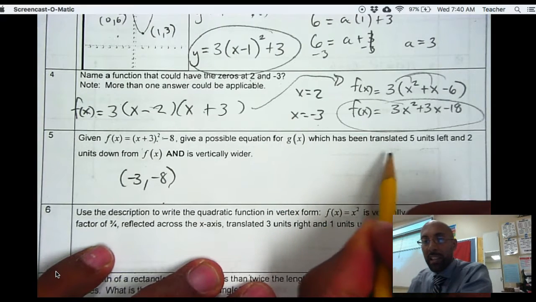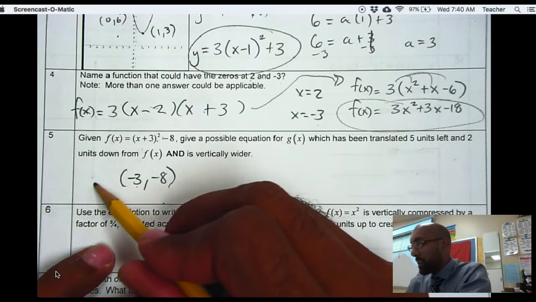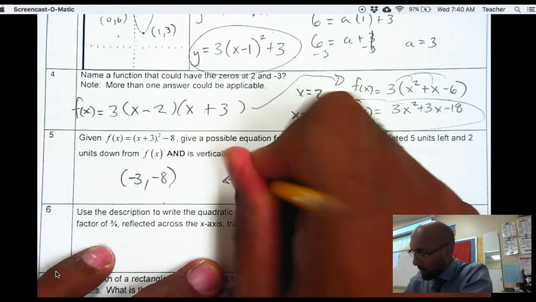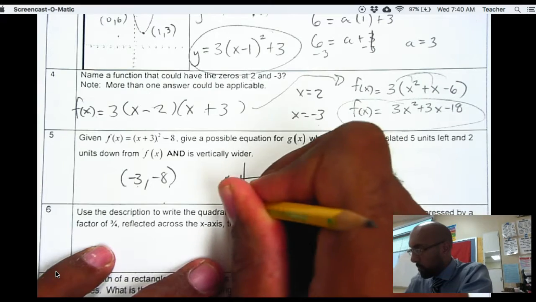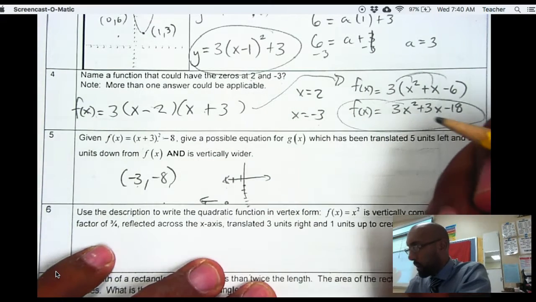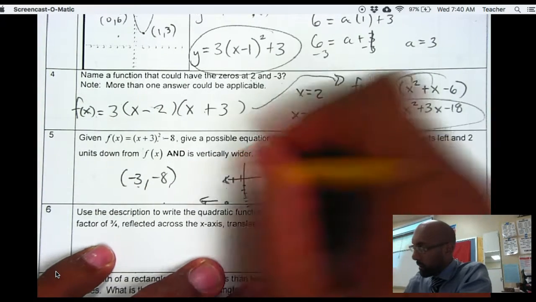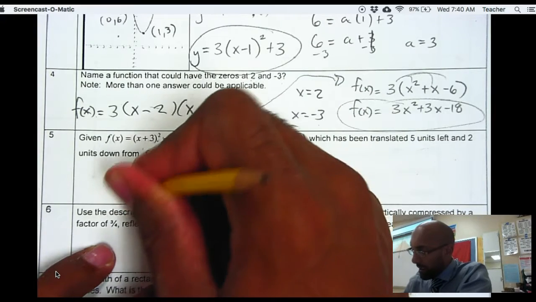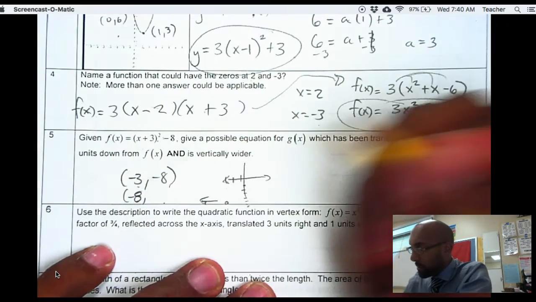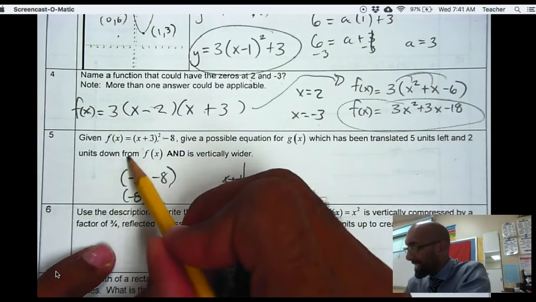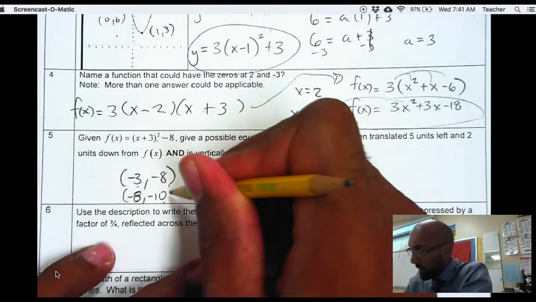It's going to translate 5 units left, right? So left would be in the more negative direction. So let's say 1, 2, 3, and it's like way down here, 1, 2, 3, 5, right? That means it's going to move this way, and that x value is going to become more negative, right? But by 5 units. Okay, so then that means we're going to have negative 5. Sorry, not negative 5. It's going to be negative 8. My bad. And it's also going to go 2 units down. So from negative 8 going down is again more negative, so minus 10.